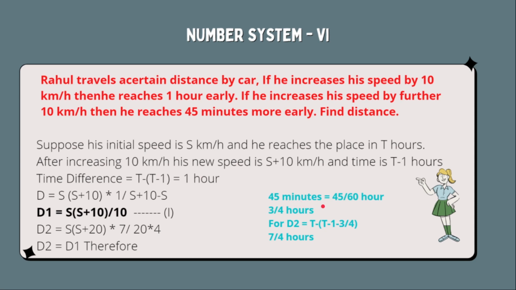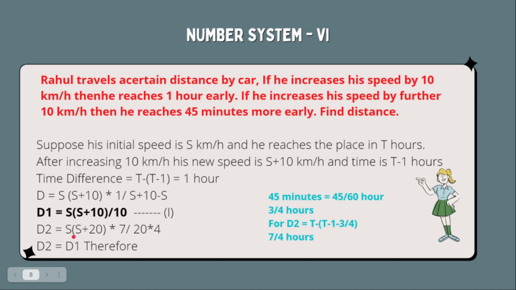45 minutes earlier. Okay, 45 minutes means 45 by 60 hours. That is 3 by 4 hours. For d2 total time is t minus 1 minus 3 by 4 because he is reaching earlier by 1 hour and 45 minutes. 1 hour here and 45 minutes this. Okay, so we have to subtract both. Minus 1 minus 3 by 4. That will give you 7 by 4 hours. So this is the time 7 by 4.